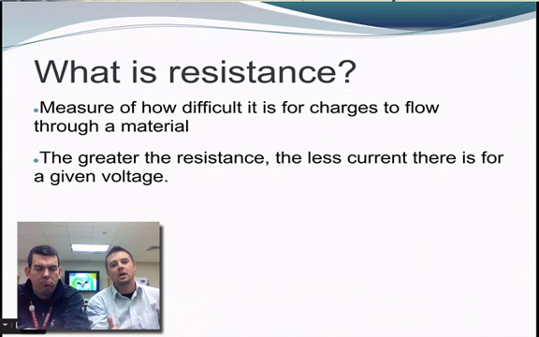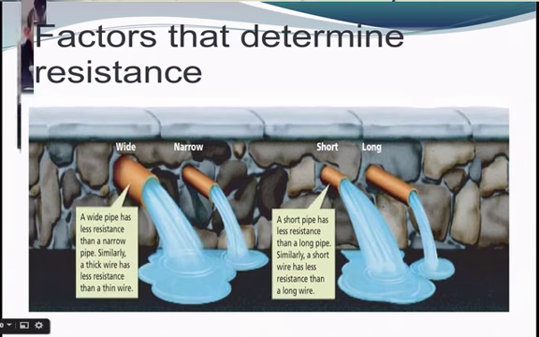All right. So what is resistance? Resistance is a measure of how difficult it is for charges to flow through a material. The greater the resistance, the less current there is for a given amount of voltage. Now, there are basically 4 factors that determine resistance.